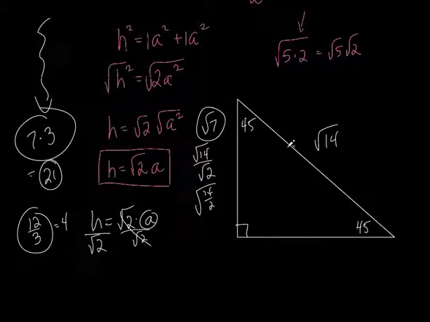Okay? Let's go the other way and check to see if it works. What if I told you that that side was the square root of 7? What would I do to get the hypotenuse? Square root of 7 times square root of 2, which is what? So it all makes sense, doesn't it?